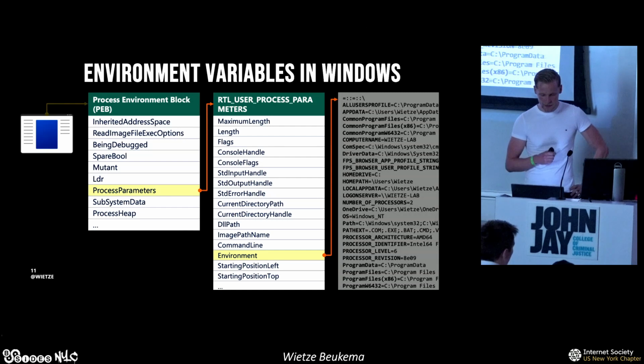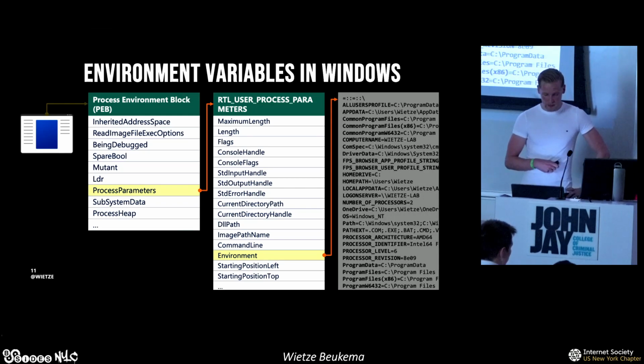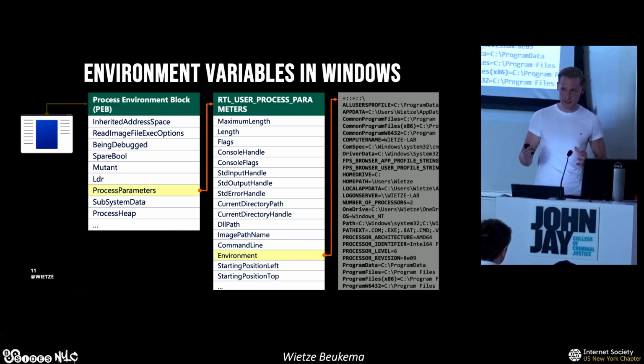So you see my username there a few times. You see a couple of interesting paths, like my home path. You can see that my C drive is where I installed Windows. So the interesting thing is that every process has its own list of variables and values.